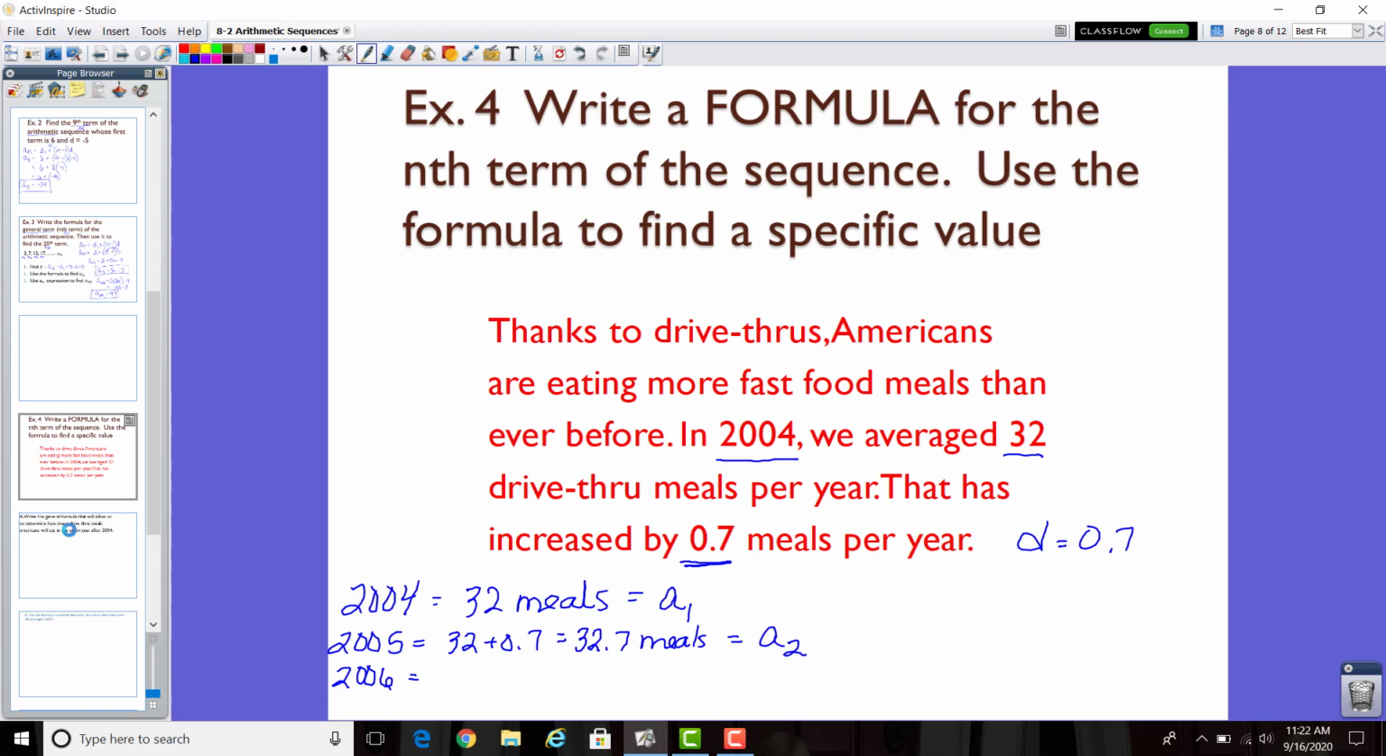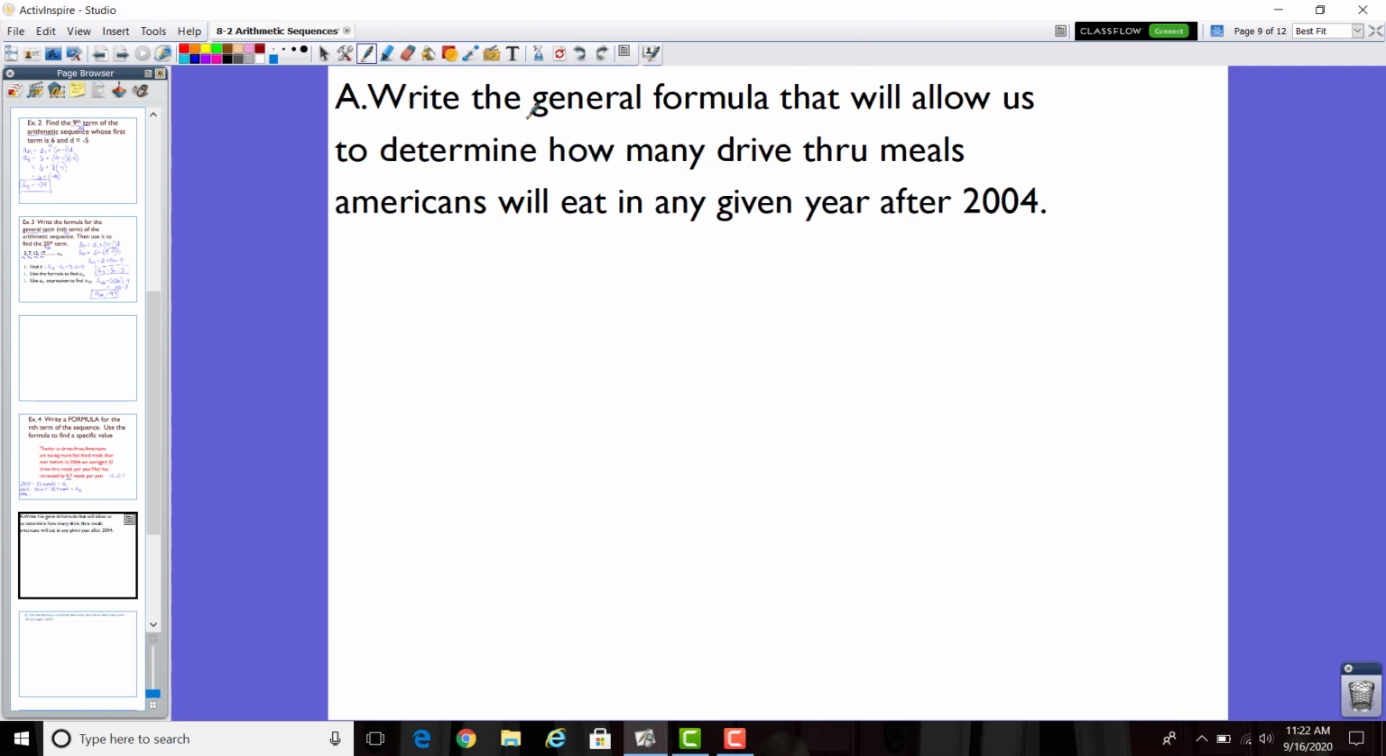We want to take this information and we want to write the general formula for it. Give me that a sub n expression that I could use to find how many meals we're going to eat in any given year after 2004. Well, if I want the general formula, that means I want a sub n. We know it's arithmetic because we're adding a common amount of 0.7 per year. So we can use this formula to find our general term formula for this expression.